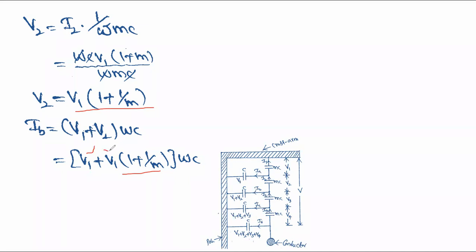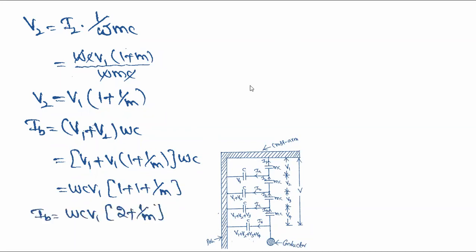In these two terms V1 is common. You should take V1 common. What happened? WC V1 into 1 plus 1 by M. You have taken V1 common, so 1 plus, and the other V1 is also already taken common, 1 plus 1 by M. Now what happened? 1 plus 1, that is WC V1 into 2 plus 1 by M. This is the IB value.